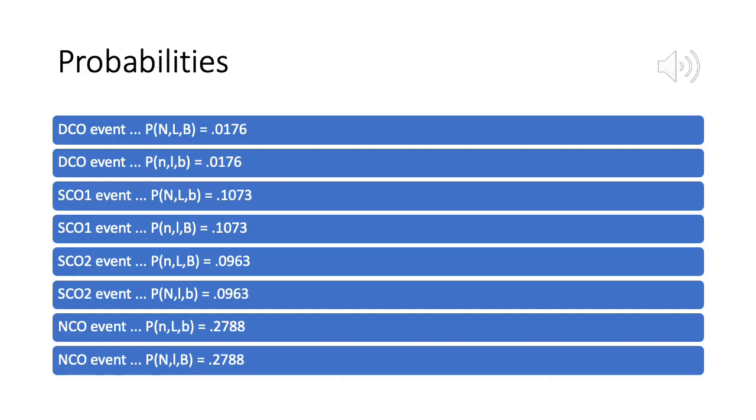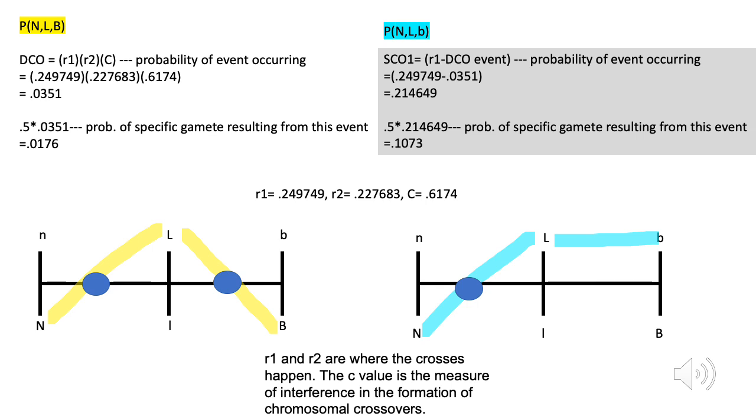Here are the probabilities of all gamete types. For the sake of time, I will only explain how to get 2 probabilities. To get the probability of a double crossover, you first find the probability of the event occurring, which is R1 times R2 times the coefficient of coincidence.